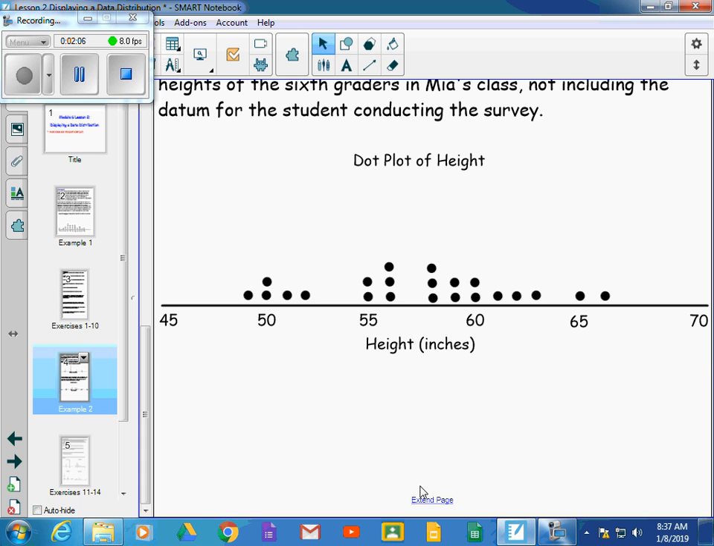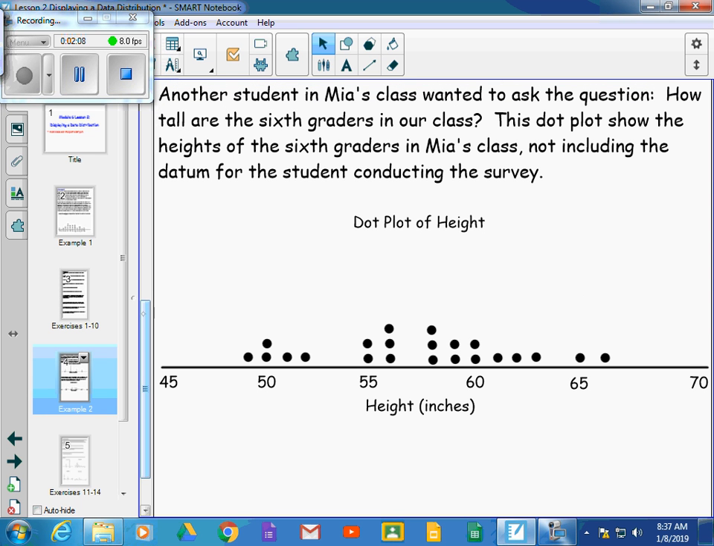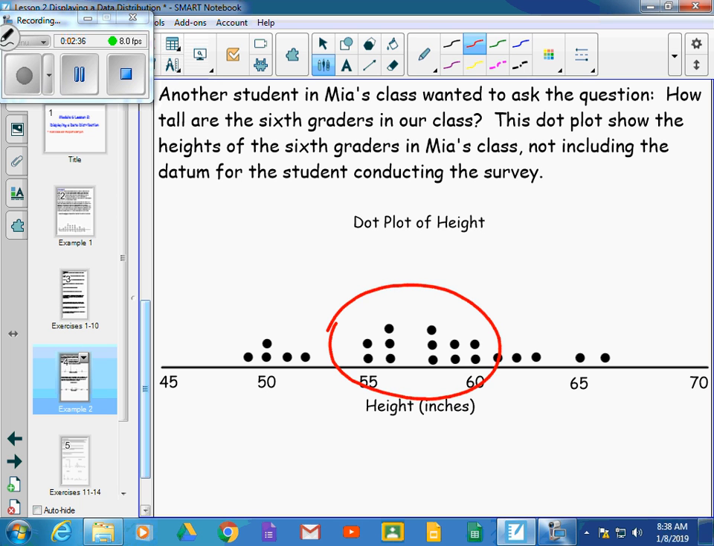Now, since we're measuring height here, we would expect a lot more different answers or different heights. If we look at our own 6th grade class, there's a lot of different heights in there, so we can see the data sort of spread out from approximately 49 inches all the way up to about 66 inches. We can see that most of the students are clustered between that 55 and 60 range. So most students are in between there.